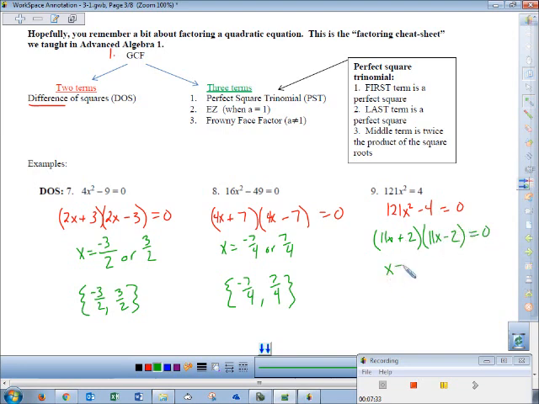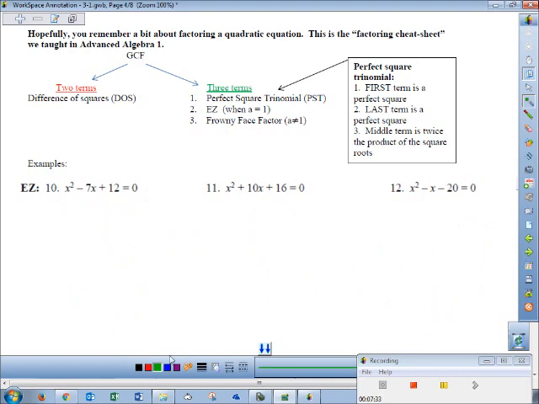And x would equal negative 2/11 or positive 2/11. And for the solution set, it doesn't matter what order you have these two solutions in, they just both have to be in there. So that's difference of squares. And then the most popular one, the one that we were probably the best at, is easy factoring.